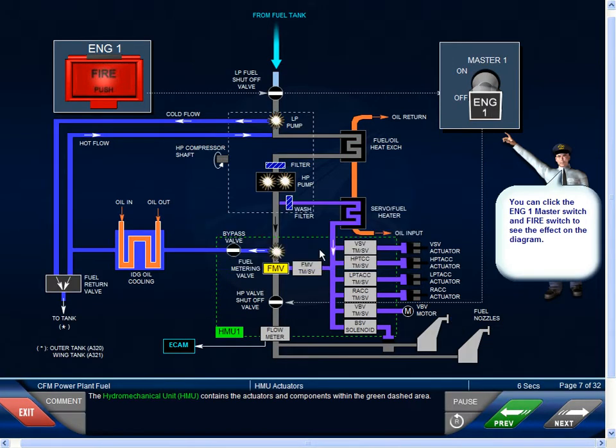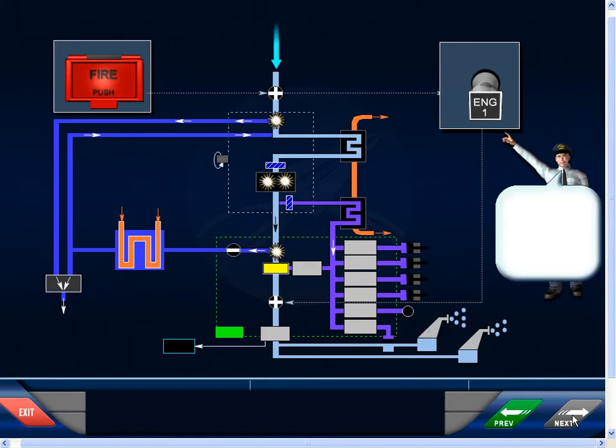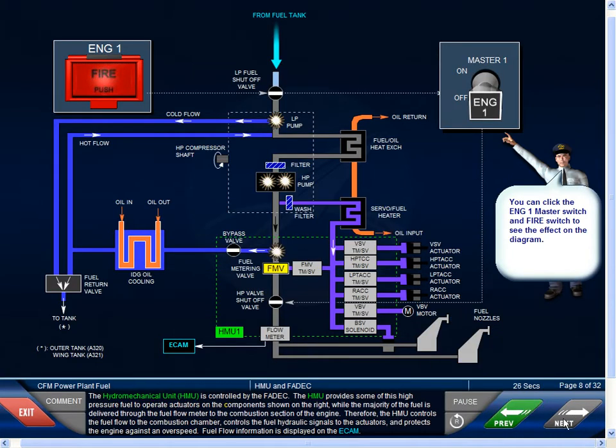The hydromechanical unit, or HMU, contains the actuators and components within the green dashed area. The hydromechanical unit is controlled by the FADEC. The HMU provides some of this high-pressure fuel to operate actuators on the components shown on the right, while the majority of the fuel is delivered through the fuel flow meter to the combustion section of the engine.